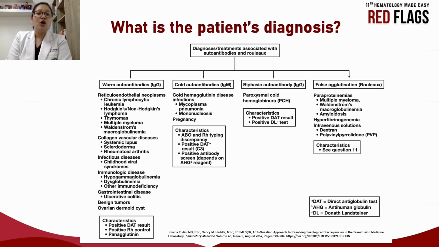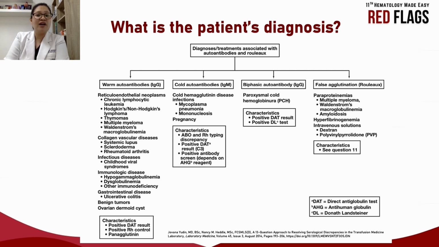Cold autoantibodies, which usually are immunoglobulin M type, are produced in primary or secondary cold hemagglutinin disease. Now, the biphasic IgG antibody found in paroxysmal cold hemoglobinuria or PCH is unlikely to be detected in routine serological testing because biphasic testing would be required as part of the investigation for an IgG that is associated with PCH.